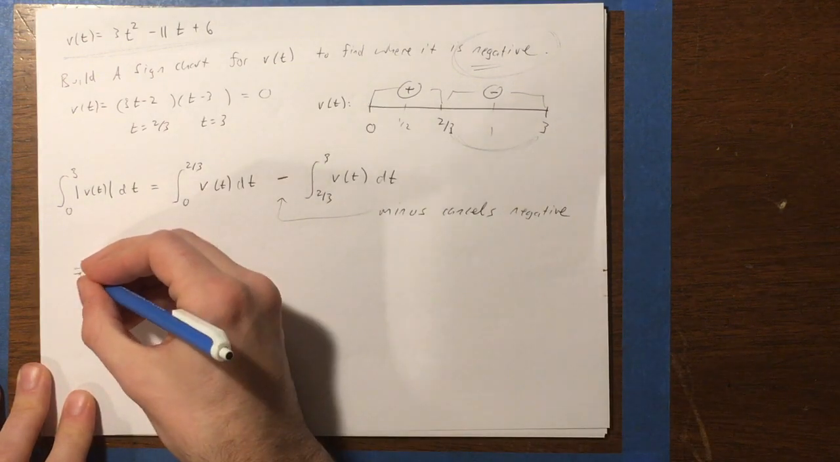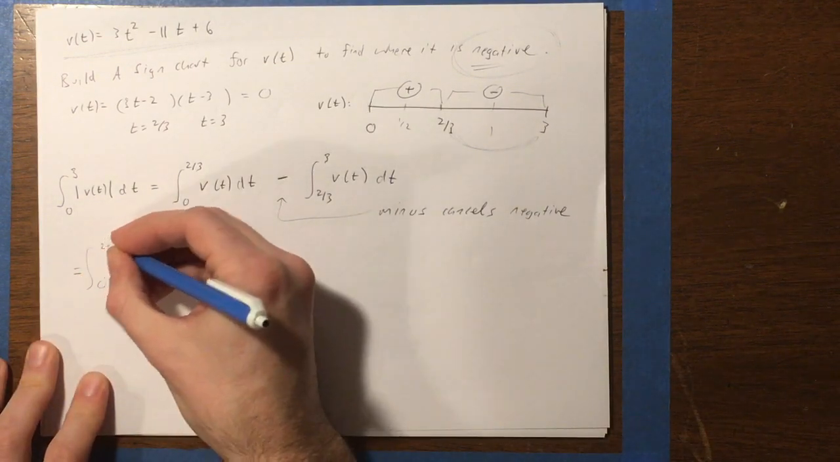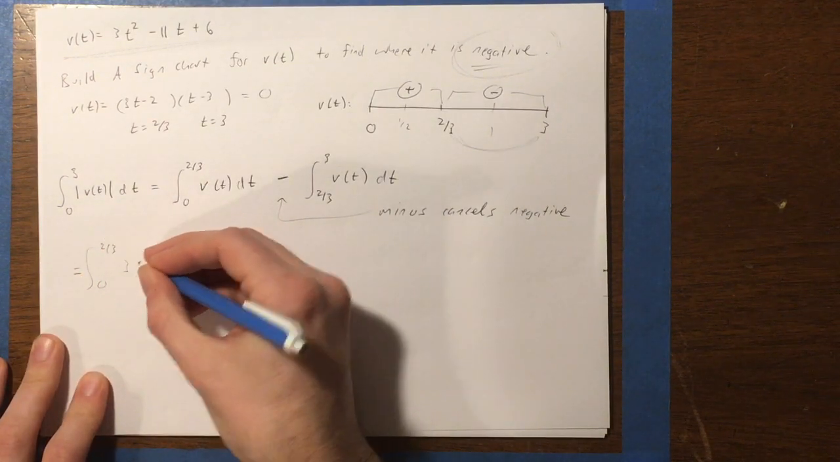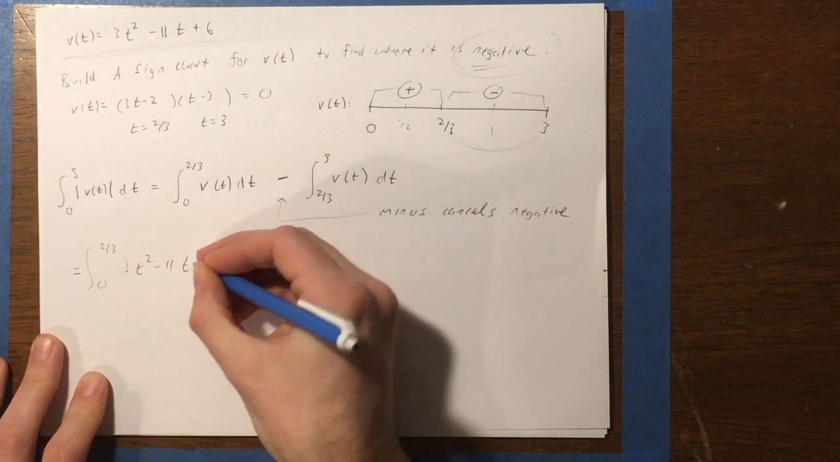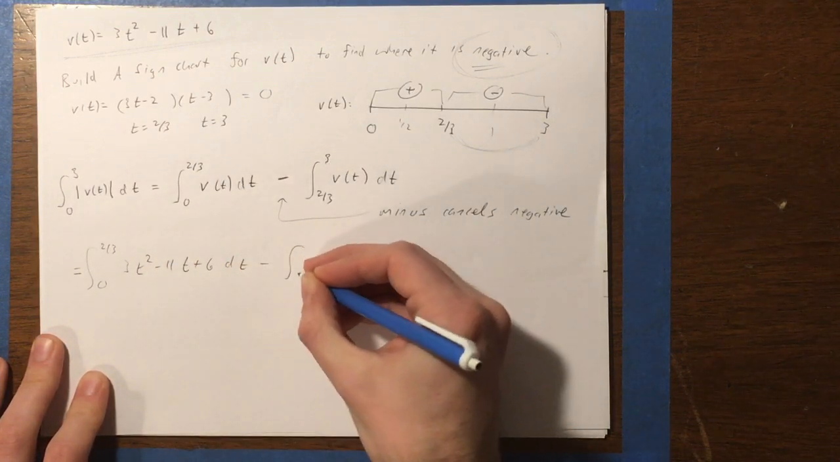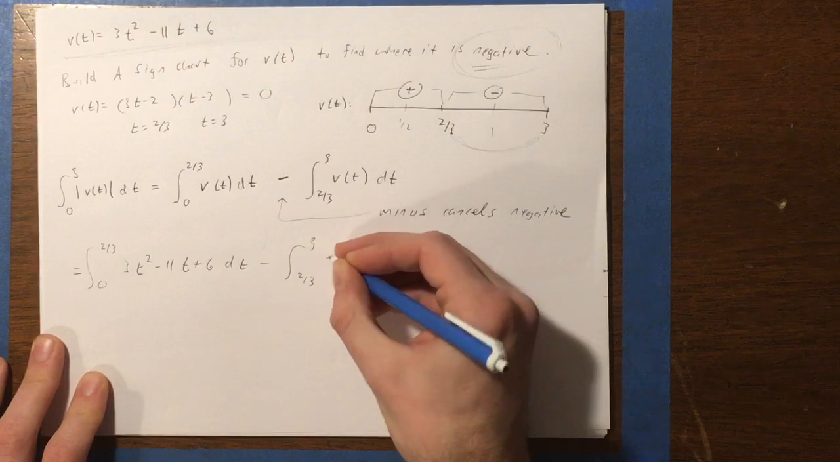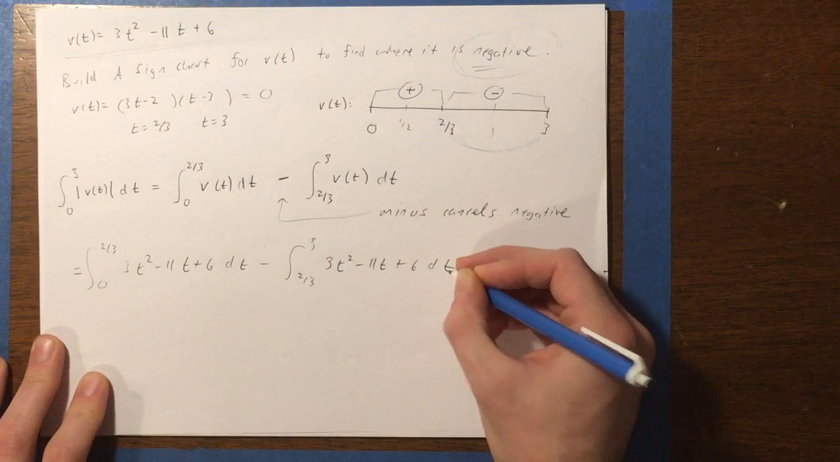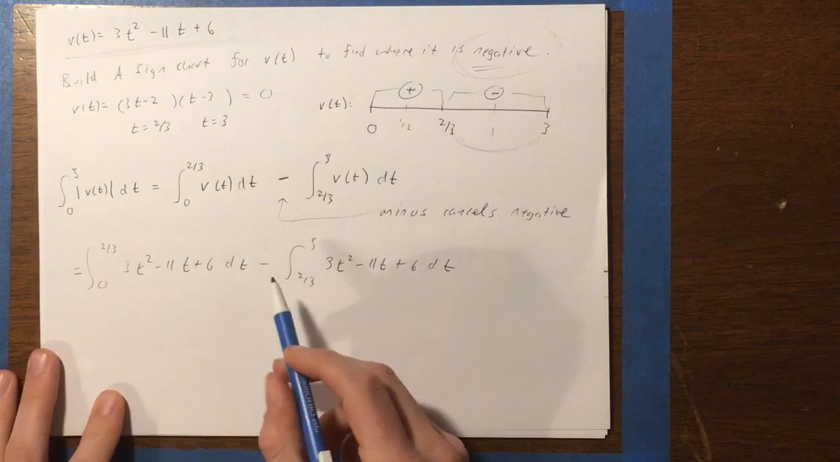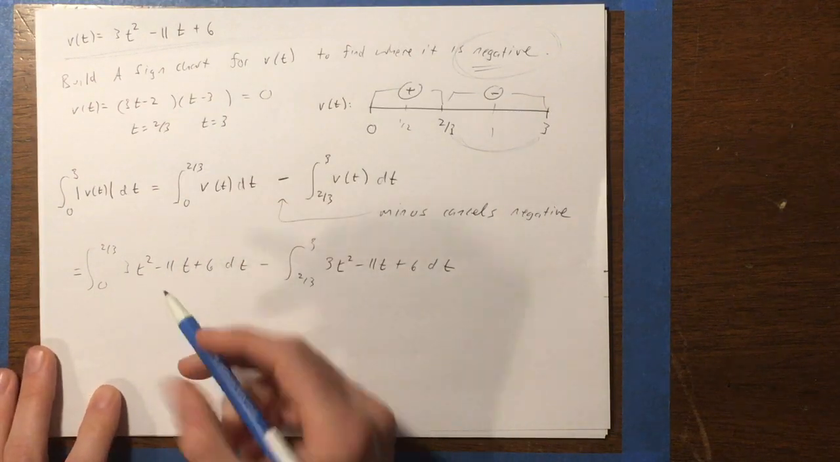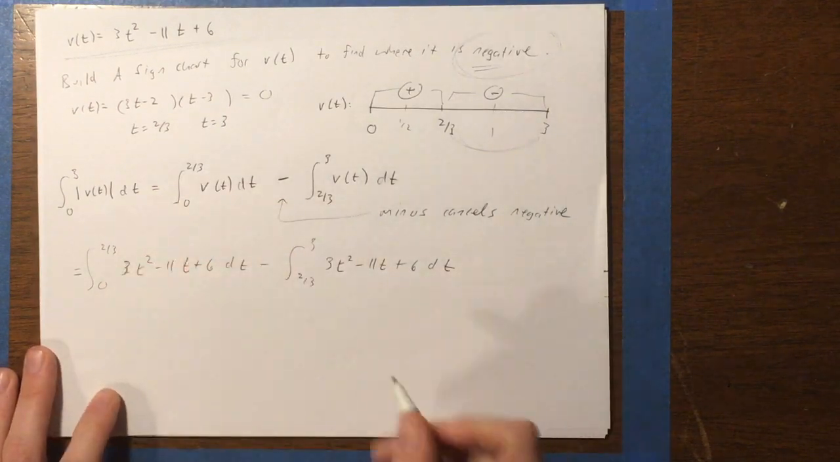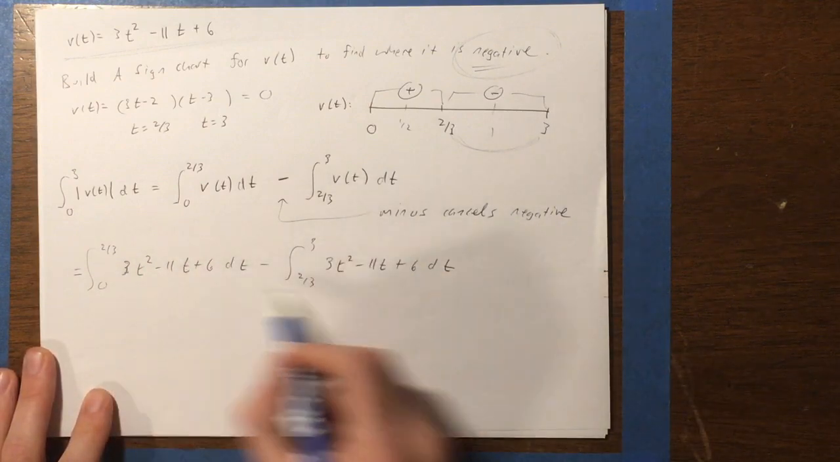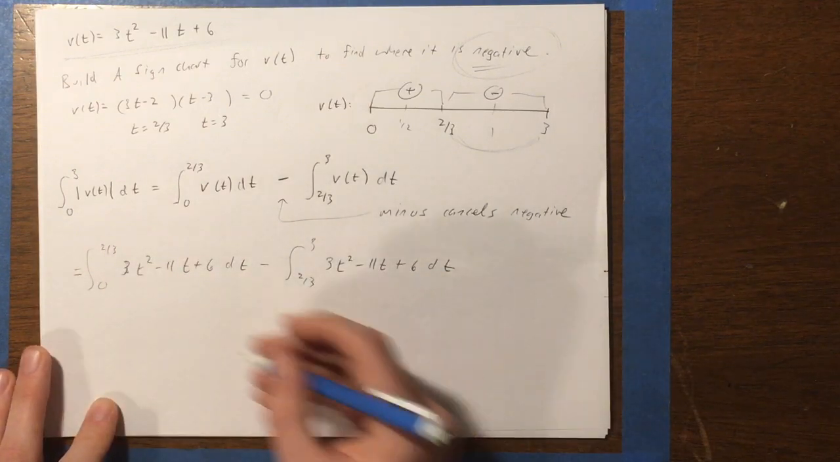So let's see what we have from this. We would have the integral from 0 to 2/3 of our function, 3t squared minus 11t plus 6, minus the integral from 2/3 to 3 of 3t squared minus 11t plus 6. And I already showed how to do it the whole way, so I don't want to spend time on the details here. But, you know, get your antiderivatives, plug in the numbers, do some arithmetic.